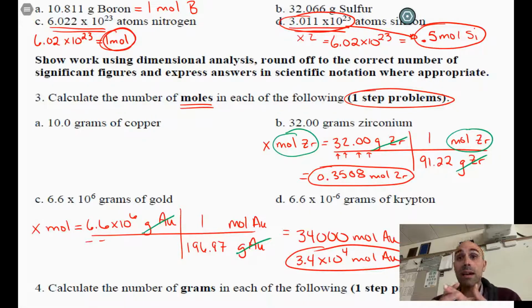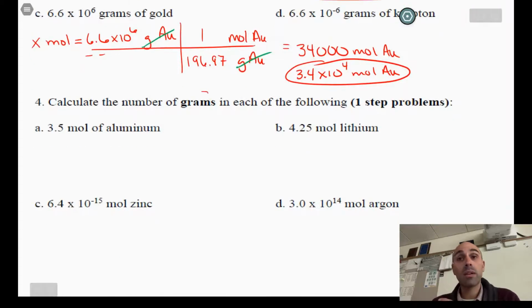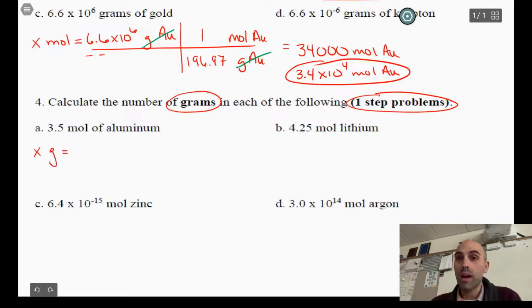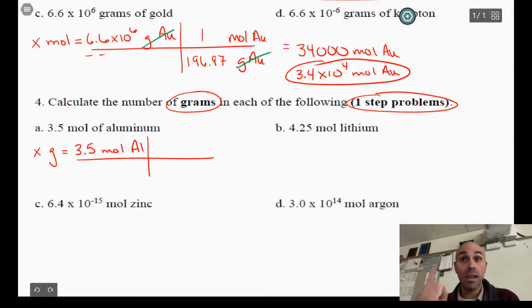All right, let's take a look at number 4. We're moving through this pretty quickly. It's awesome. Now we're calculating the grams in one step again. So X grams of aluminum equal 3.5 moles of aluminum. In order to cancel, moles of aluminum need to go on the bottom. Grams would then go on top.